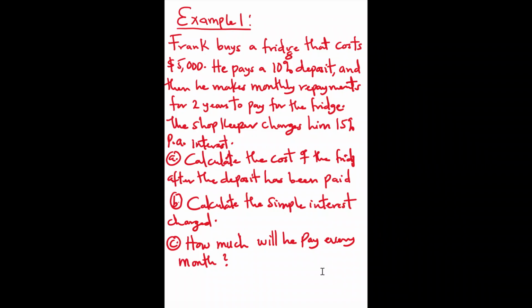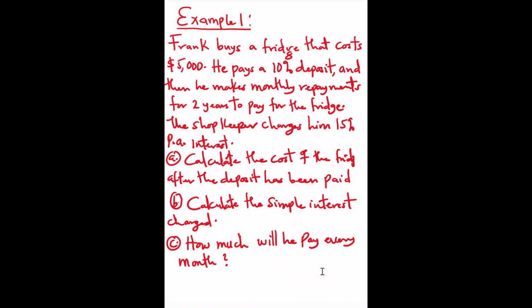Example 1 says, Frank buys a fridge that costs $5,000. He pays a 10% deposit and then he makes monthly repayment for 2 years to pay for the fridge. The shopkeeper charges him 15% per annum interest. A. Calculate the cost of the fridge after the deposit has been paid. B. Calculate the simple interest charge. And C. How much will he pay every month?